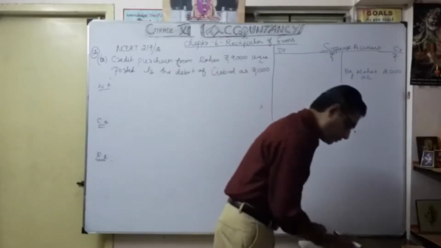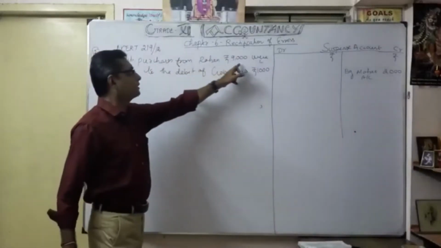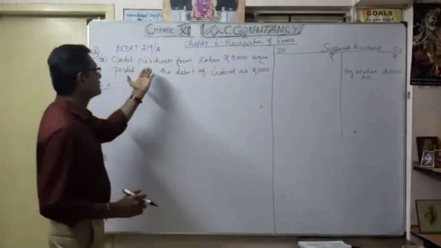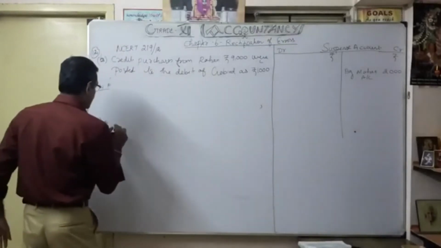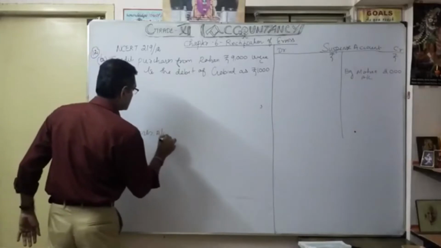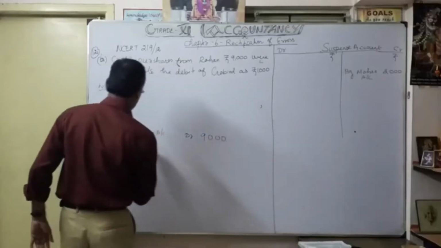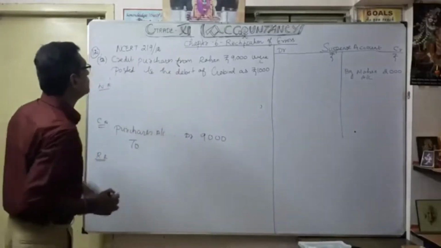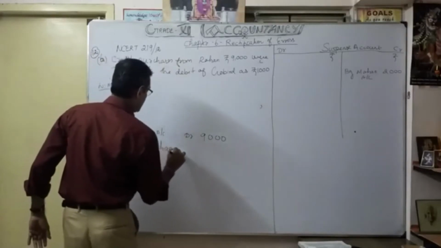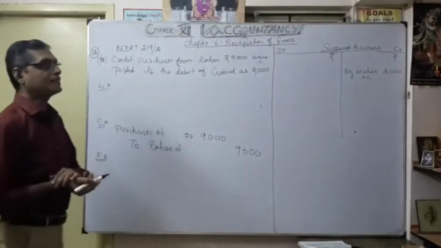Should be very careful. Here, credit purchase from Rogan, how much? 9,000. First I write the correct entry here, then we can understand. We did credit purchase from whom? Rogan. So what you have to write? Purchases account debit, how much? 9,000 to whom? Rogan account, isn't it? So Rogan account 9,000. Okay, that's the transaction.